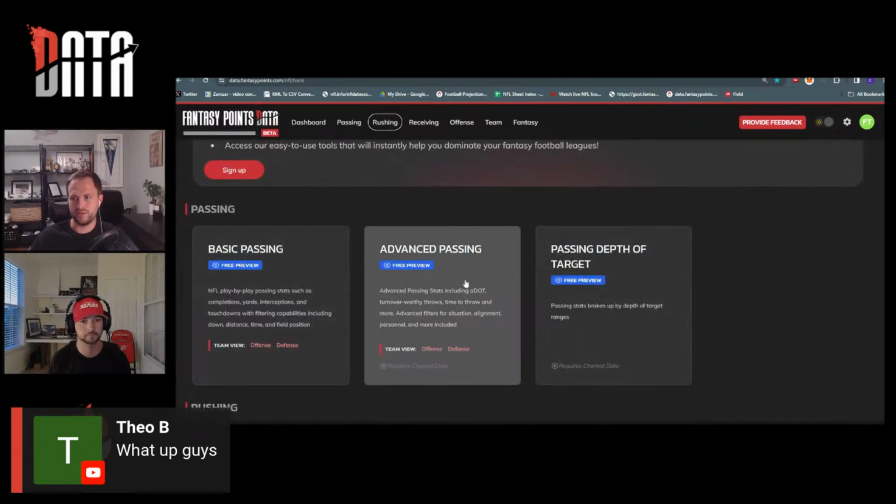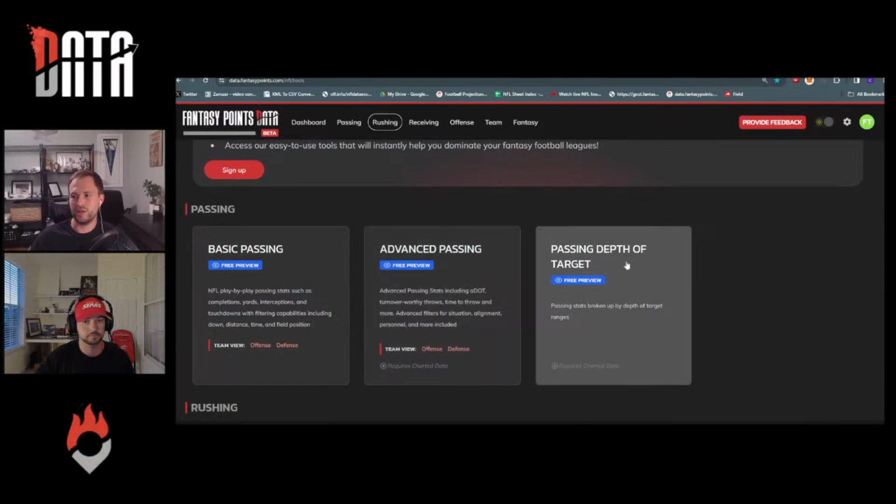For passing, there's an advanced passing tool. It's just a next level basic table, but with all the advanced passing stats that we have. And many of the tools have an offense and defense view. So if you wanted to look at team defense advanced passing stats, that's what you would go to there. If you wanted to look at maybe a team that has had multiple QBs play, you just wanted to look at the whole offense and not just those QBs separately, that's what you could use that for.